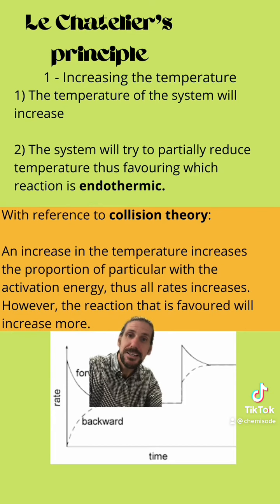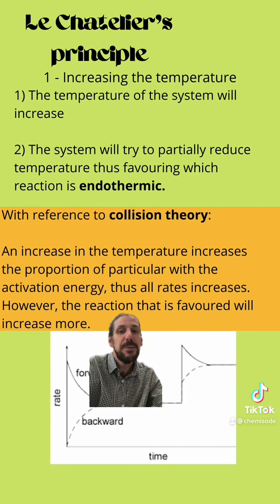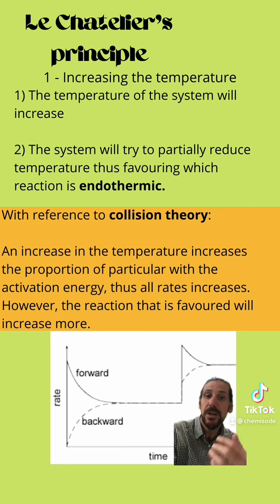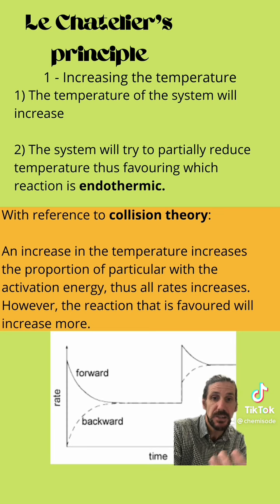So like we did last time, let's try and explain this with reference to collision theory. And that's about the rates of reaction, because at equilibrium, the rates of the forward and reverse reactions are equal, but if we push a change on our system, that means the rates become not equal, and we need to be able to understand why that might be the case. So, what happens when we increase temperature in terms of collision theory?